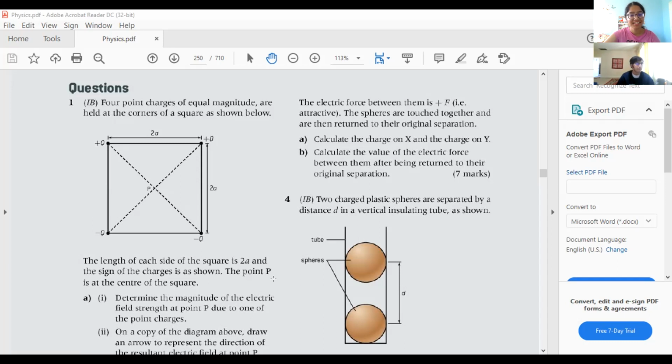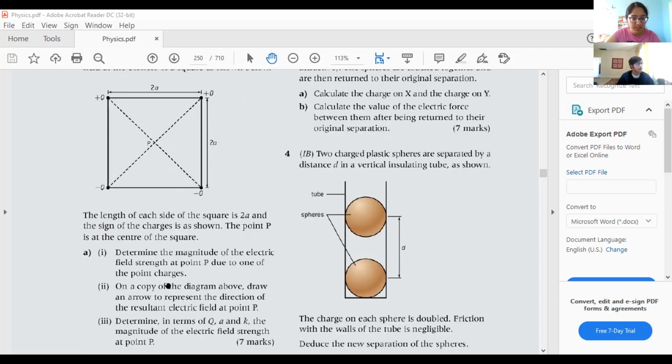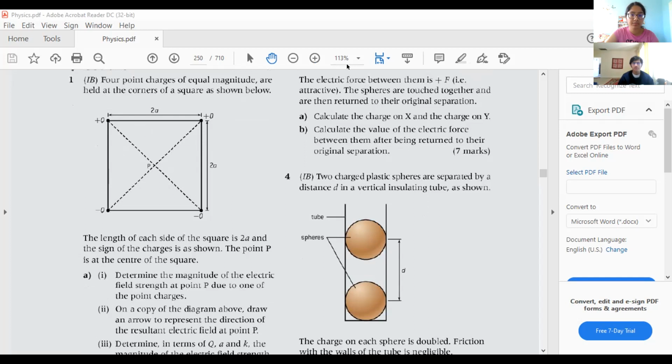So yeah. Okay. Second one, on a copy of the diagram above, draw an arrow to represent the direction of the resultant electric field at point P. So I kind of feel like they would all cancel out, but I'm not sure if that is the case. I would draw the individual ones, just relative magnitude, obviously not exactly. Let's do that. Let me use color.